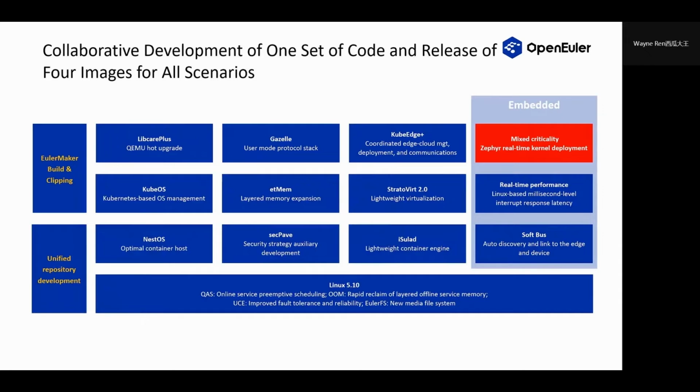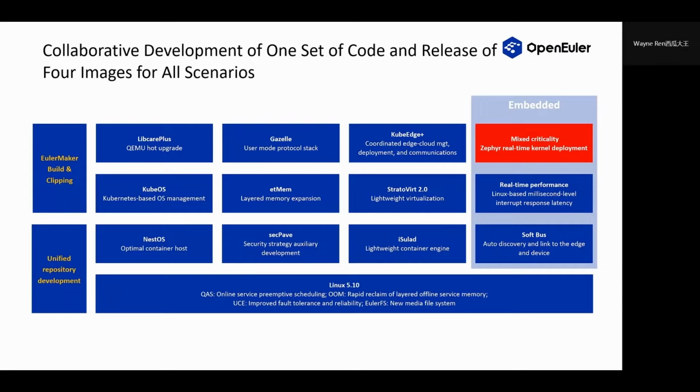As I said before, in openEuler, all the four scenarios share everything that can be shared: kernel, software packages, and the infrastructure. We do collaborative development of one set of code and the release of 4 images for all scenarios. Besides original code from upstream, openEuler also does a lot of innovations. In kernel, currently openEuler has a 5.10 kernel as a baseline, and does a lot of characteristic work in file systems, scheduling, memory, and reliability.